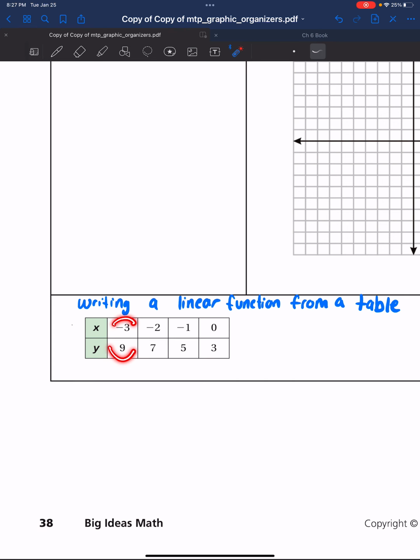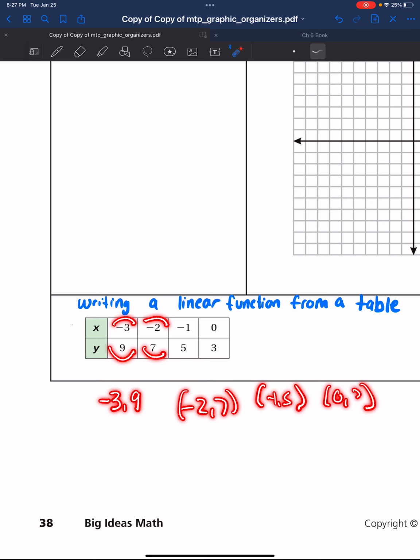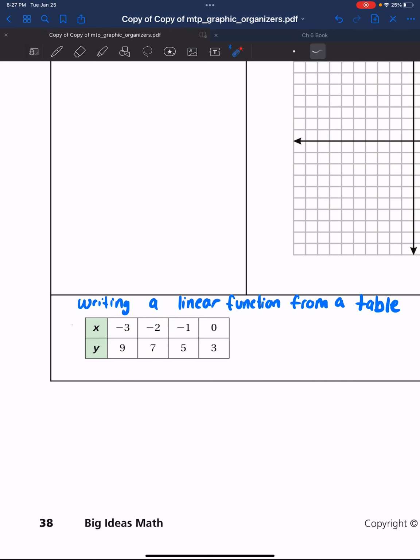This is your first ordered pair, -3, 9. This is your next ordered pair, -2, 7. What's the next ordered pair, Zach? -1, 5. Good, and what's the last one? 0, 3. Good. Okay, so those are the ordered pairs that are shown in that table. Now, if those are the ordered pairs that are shown, couldn't I technically pick any of them and try to find change in y's over change in x's, and that would get me slope? Yeah, you totally could do that.